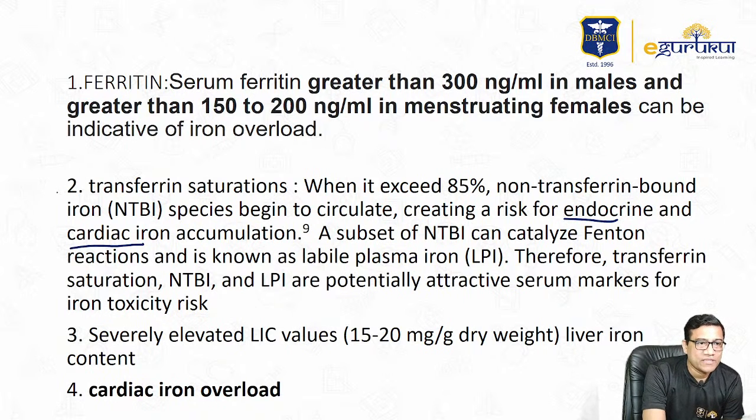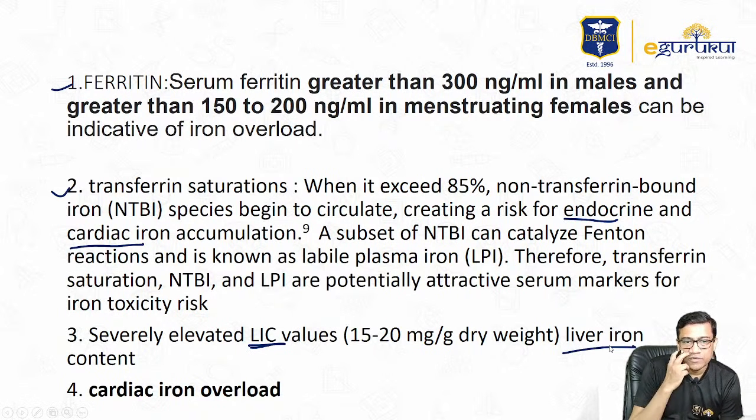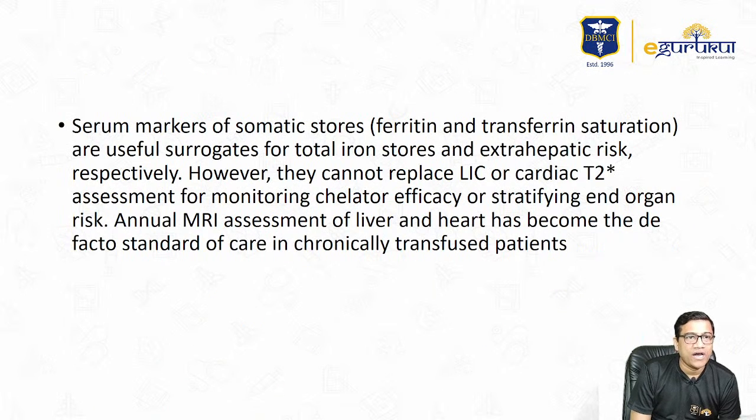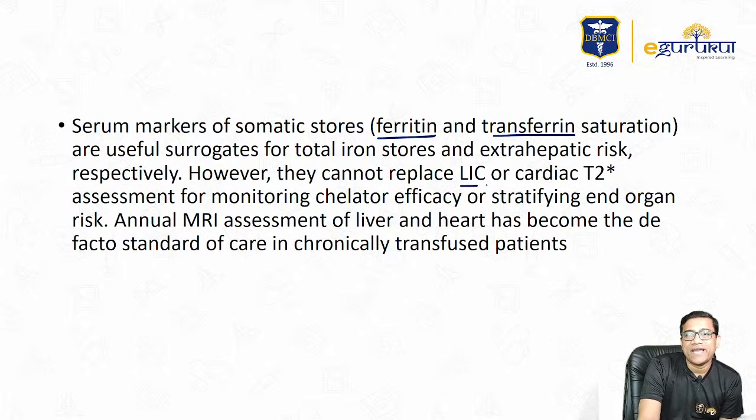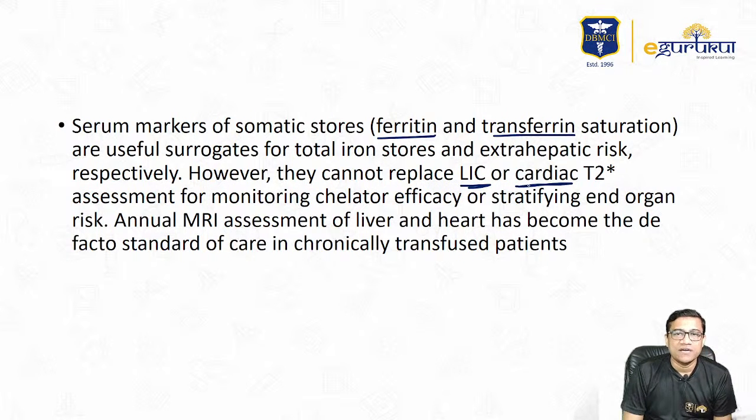So this is the second method. So what is that? Transferrin saturation. Then also LIC. What is LIC? It is labile plasma iron plus also, yes, your liver iron content and cardiac iron overload. All are there. All are for this. Okay. So what is the summary? So ferritin and transferrin is, you know, the initial scan. But what is one of the most important? It is LIC and cardiac iron assessment.